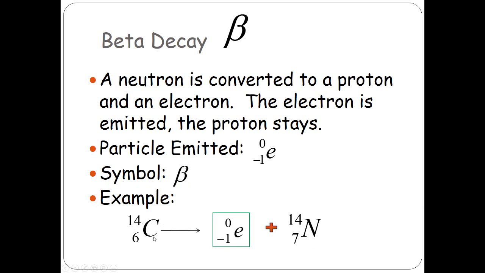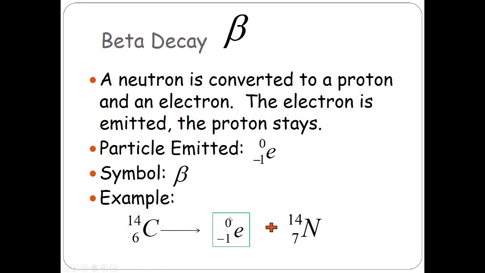So we start with the isotope carbon-14, which has too many neutrons. It has 8 neutrons in the nucleus and only 6 protons. And that's not really a stable arrangement. So carbon-14 doesn't last permanently. It's going to decay over time. And so it emits a beta particle.